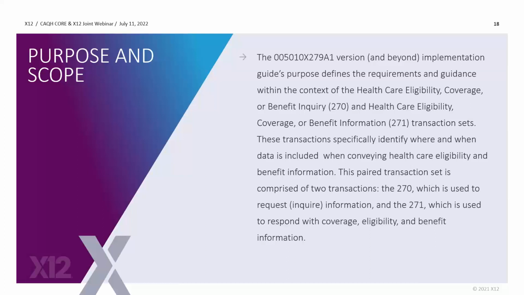The transaction is paired. A lot of people have asked in the past, can you do one or the other? In this particular version, it's a request and response transaction, so it must be a paired transaction set that goes one with the other. The responsibility of the transaction is to advise the requester or the submitter of the 270 of the coverage, the eligibility, and the benefit information on a member, which at that point in time is likely a patient, namely a subscriber or a dependent in a health system.